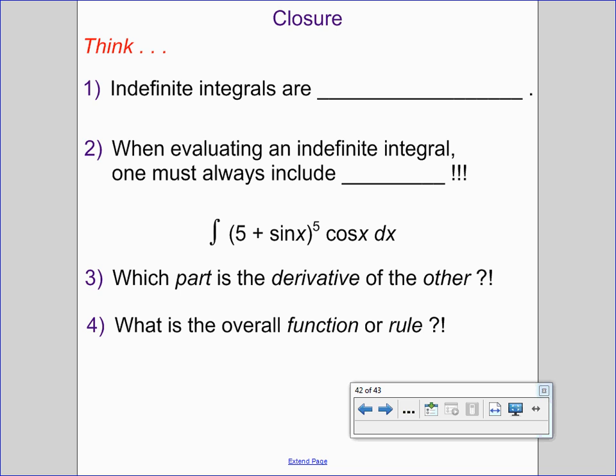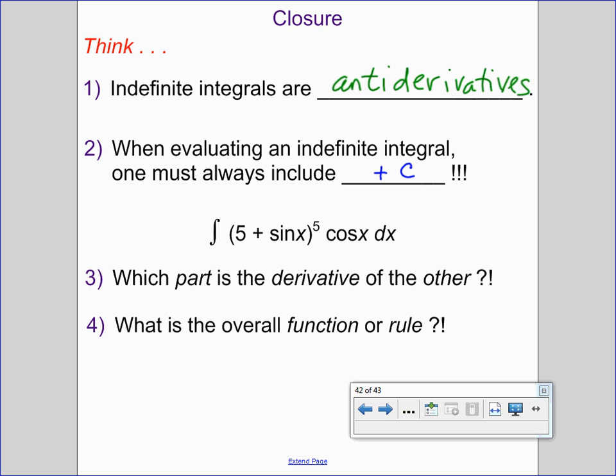Okay. Indefinite integrals are blanks. Emily? Antiderivatives. Indefinite integrals are antiderivatives. Awesome. When integrating, always make sure you include a, Andrew? Plus C. Excellent. And lastly, the most important question, which part is the derivative of the other in the above integrand? And so if we were going to determine which part is the derivative of the other, how would these relate? Blake and Vivian?